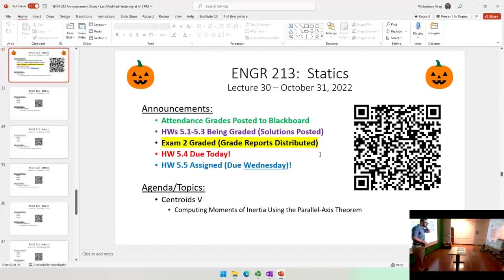All right, so just a heads up on housekeeping. The attendance grades are up to date. I do know that my TAs are still a little behind on getting through the homeworks. I checked yesterday, and they're still working on completing homeworks 5.1 to 5.3, so they've got a little bit of catching up to do there. Homework 5.4 is due today, and then homework 5.5 is assigned today.